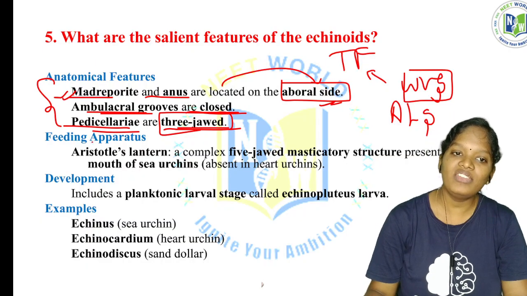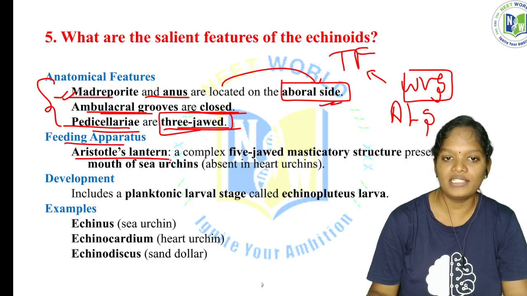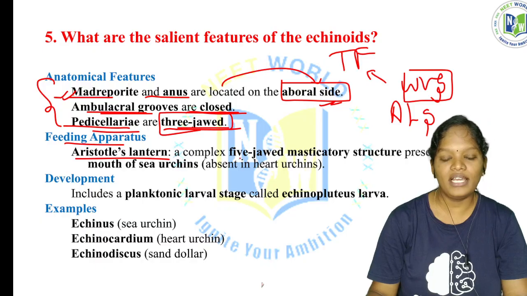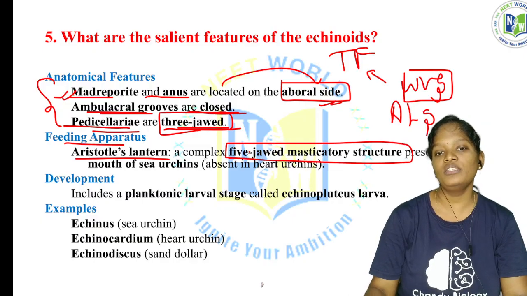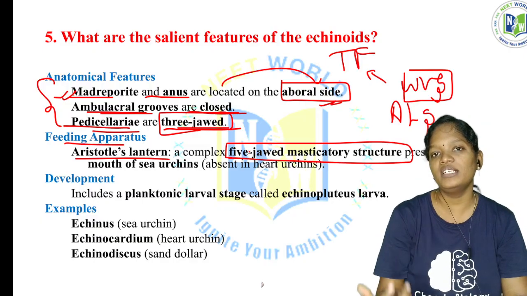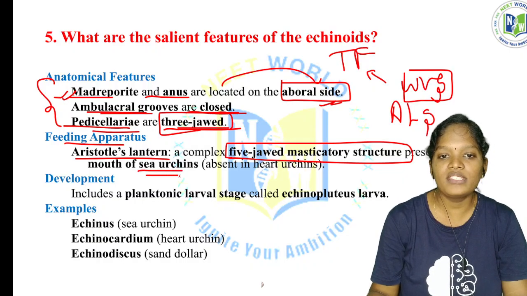Now, what are all the feeding apparatus? The most important thing is Aristotle's lantern. So Aristotle's lantern is the feeding apparatus. It is a complex five-jawed masticatory structure, which is involved in the digestion process. It is present in the mouth of the sea urchins, and it is absent in the heart urchins.